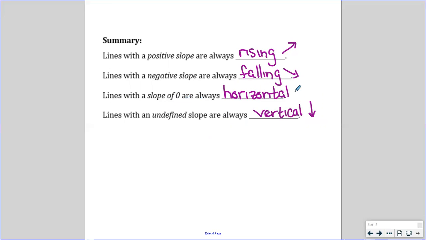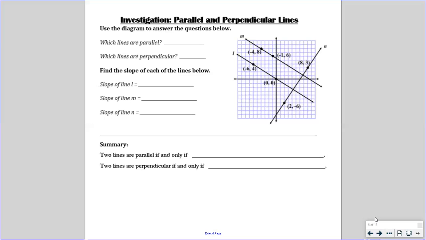So I'll just put that, and then I put the line that way. Okay, so that was a summary of what we just did. Next part, we're doing investigation of parallel and perpendicular lines.